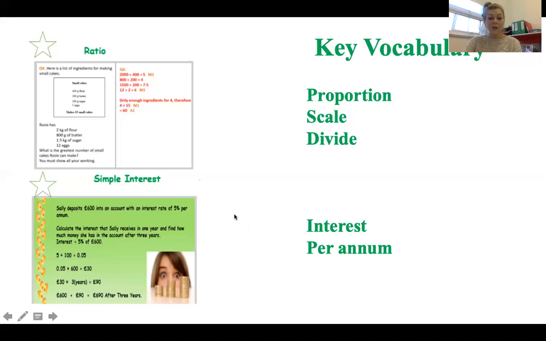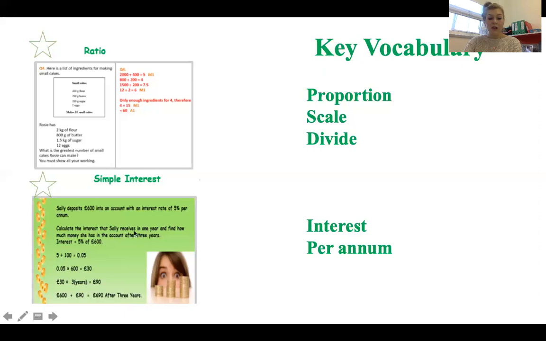So Sally deposits £600 into an account with an interest of 5% per annum. So she gets 5% of £600 per year on top of her investment as interest. So we can use that information to work out how much interest Sally would get after 3 years, and then how much that would then add on to the total amount that she's got.